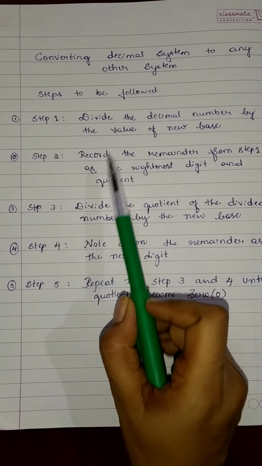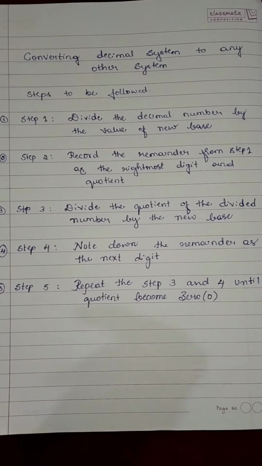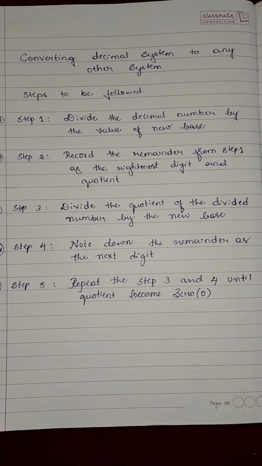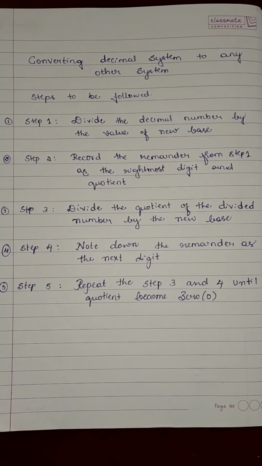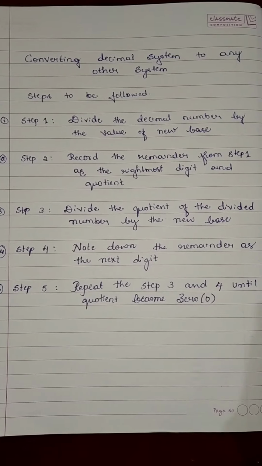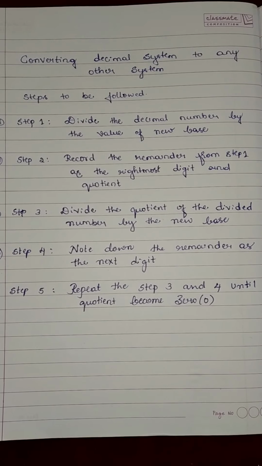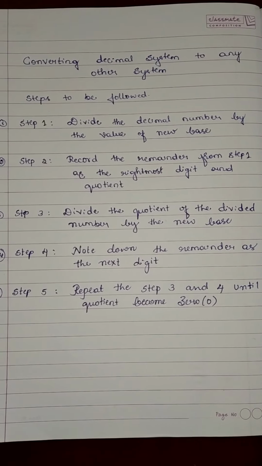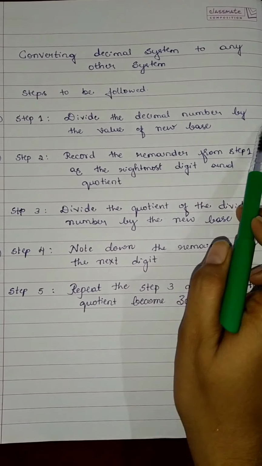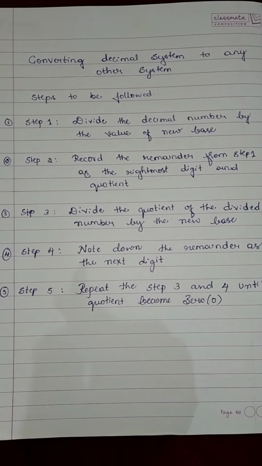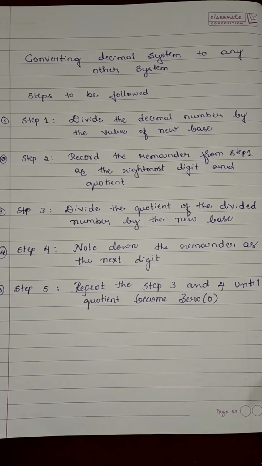Step 1 is to divide the decimal number by the value of the new base. For example, if I want to convert the decimal number to the binary number system, binary has a base or radix of 2, so I have to divide the given decimal number by 2. If I want to convert the decimal number system to octal, then I have to divide the given number by 8. So in the first step we divide the decimal number by the value of the new base.